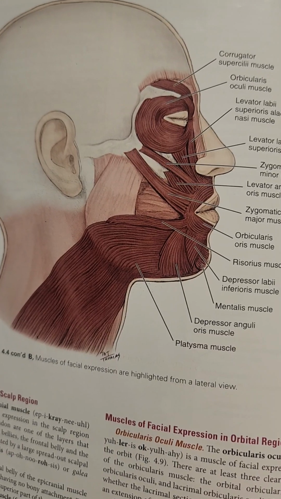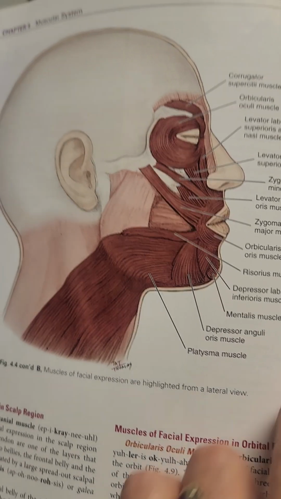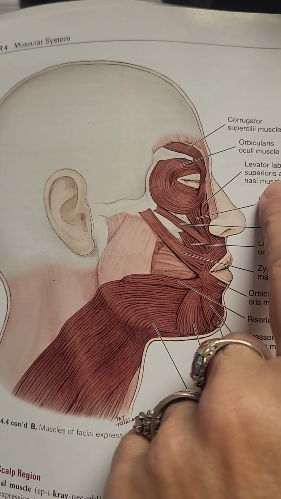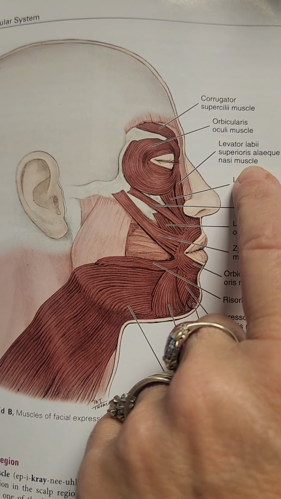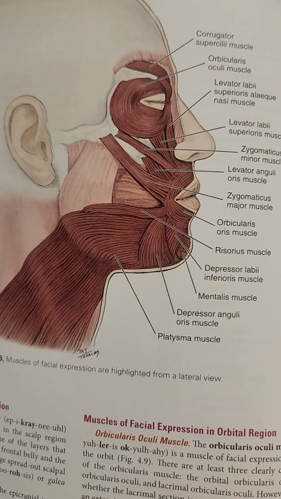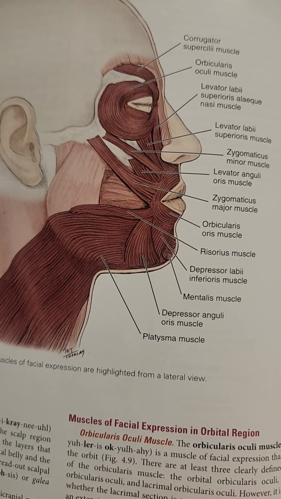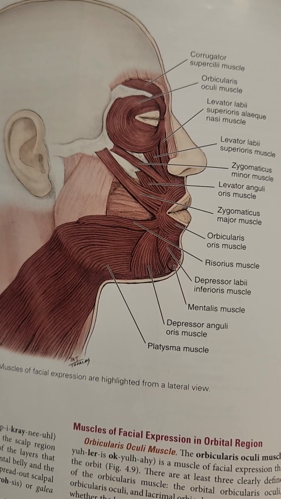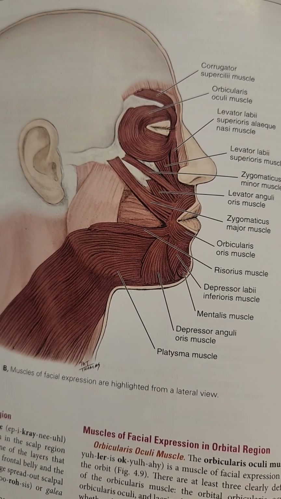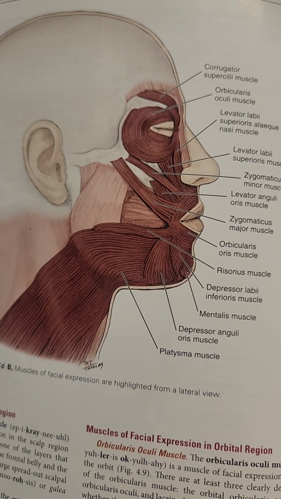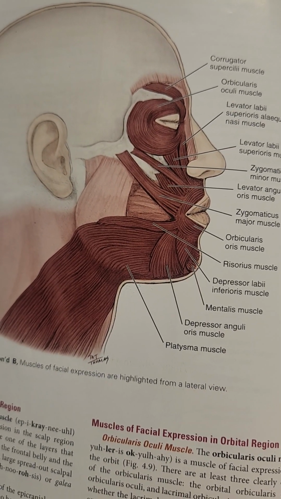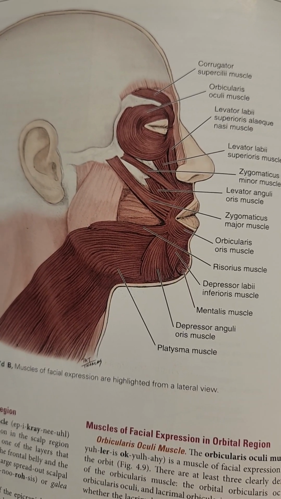The next one, the levator labii superioris alaeque nasi muscle, is the Elvis muscle. This is the one that Caitlin did. The origin's the maxilla, the insertion is the ala of the nose and the upper lip, and it raises the upper lip, and basically you sneer like Elvis.